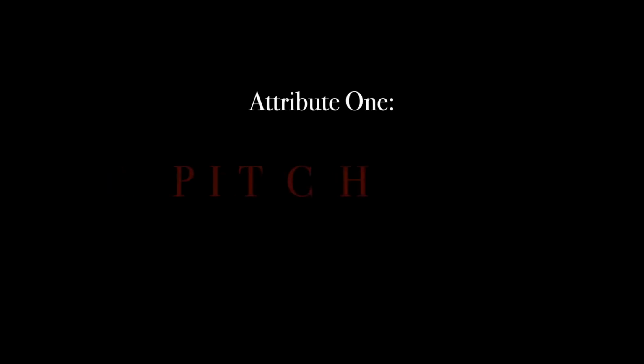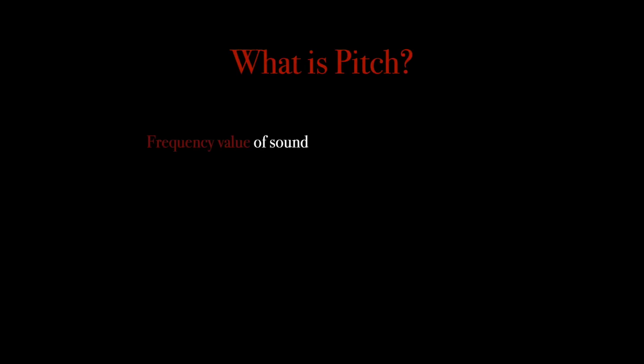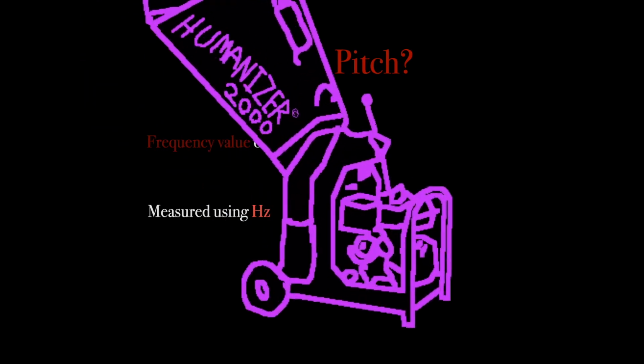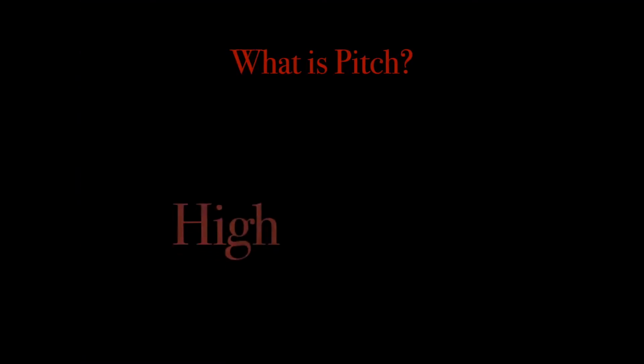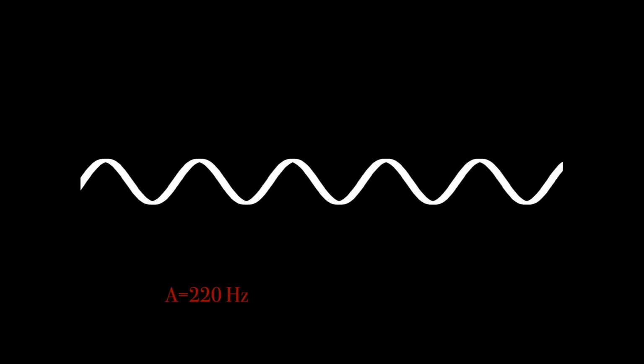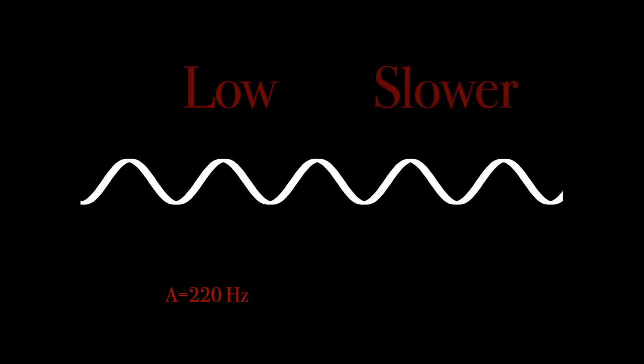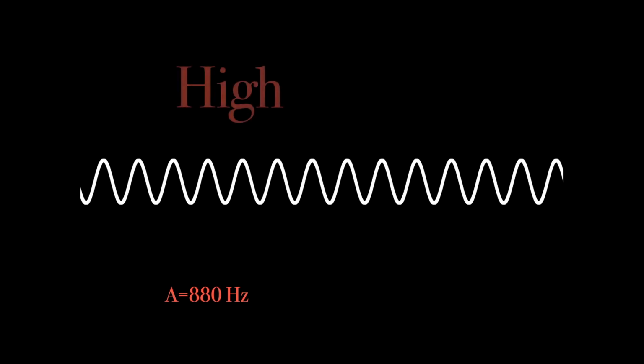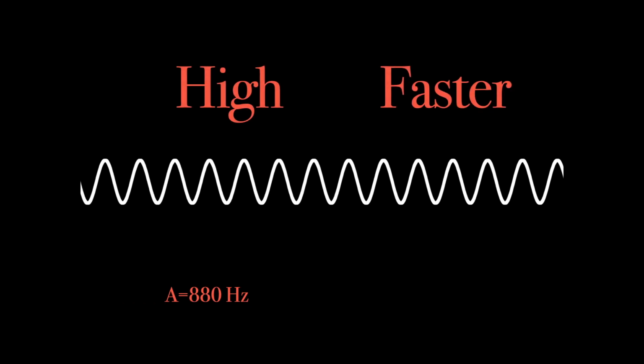Attribute 1. Pitch. Pitch is a frequency value of sound, and is represented using hertz. To translate to human, we use pitch to describe how high or low a sound is. Here's a sound wave. It'll show us exactly what pitch is. A low pitch will always have a slower wavelength, while a high pitch will always have a faster wavelength. Our first attribute, pitch, describes the speed of a sound.